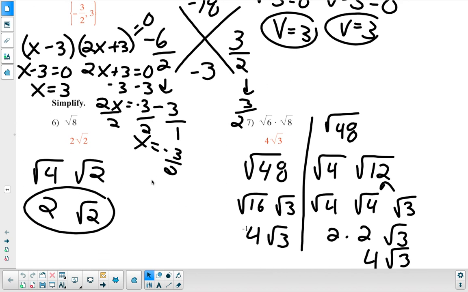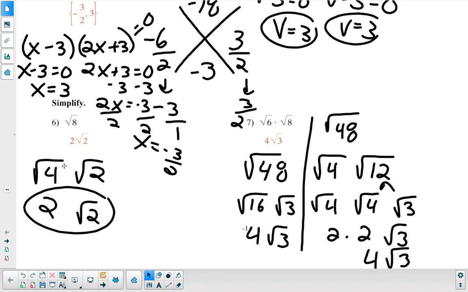Okay, let's take a look at number 6 and 7. For number 6 and 7, we're simplifying. We have square root problems, also called radicals, and we're going to see if there's any perfect squares trapped inside. So for 8, I'm thinking of ways to multiply 8, and when I think about 8, I think about 4. 4 goes into 8, and 4 happens to be our largest perfect square. So I'm going to break 8 up into 4 times 2.